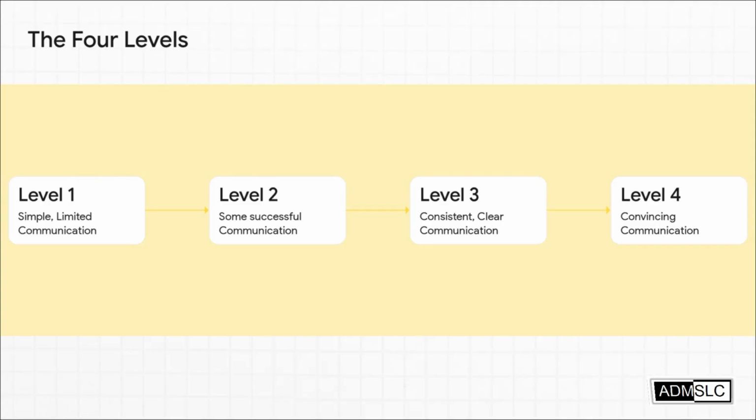Down at level 1, your writing is simple and limited. I mean, it tells a story, but that's kind of it. Then you climb up to some success, and then clear and consistent. But where we're aiming, where the top grades live, is all the way up at level 4, compelling and convincing. This is writing that doesn't just tell a story, it makes a real impact.